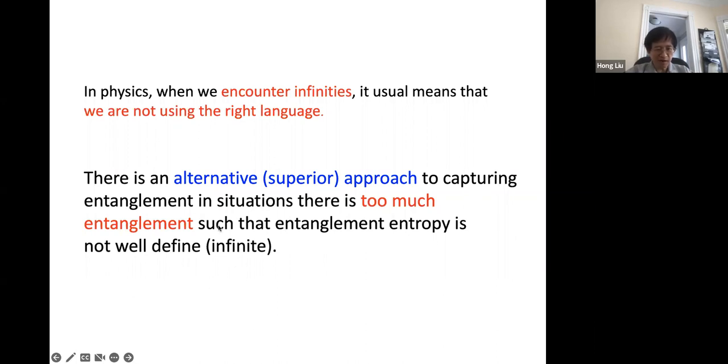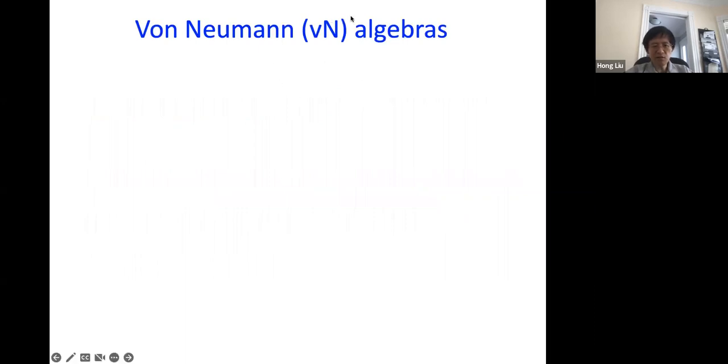where there's too much entanglement, such that the usual notion of entanglement entropy is not well defined because it's infinite. In such a situation, there's an alternative way to do it, and this is using the von Neumann algebra. It turns out that the von Neumann algebra is precisely the right language to talk about such situations. It's a little bit like, in physics, when we think about symmetries, group theory is just the precise mathematical language to think about symmetries. And it turns out that the von Neumann algebra is the natural mathematical language to think about entanglement in such situations with infinite entanglement.